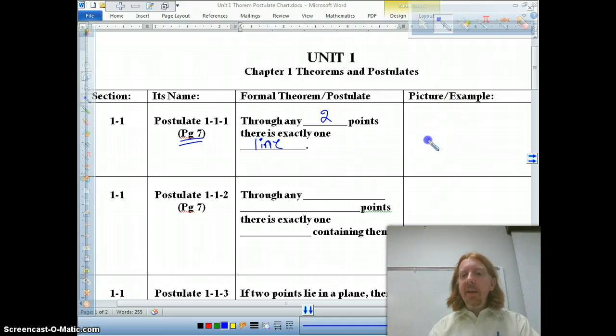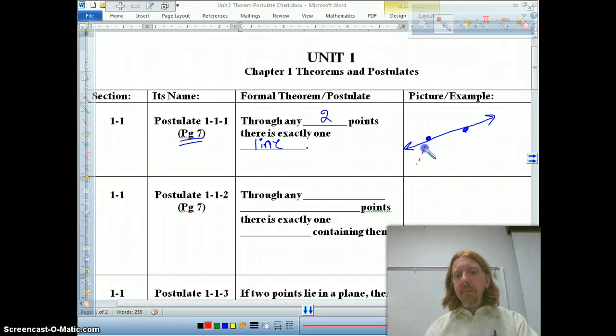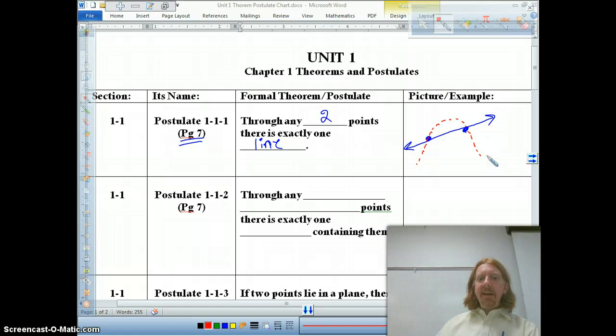So what we're saying is if I take 2 points, there are my 2 points, I can only draw one line that passes through those 2 points. If I were to draw a second line, it would have to curve, and that's not a line anymore.